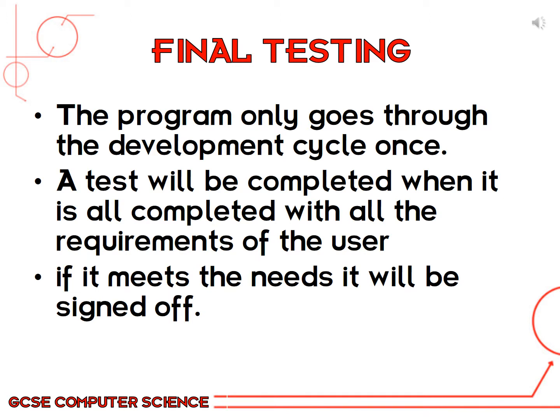So final testing is where the program only goes through the development cycle once. So you literally sit and do your whole program all the way through, and you don't test it until the end. A test is completed when everything is finished for all of the user requirements. If it meets their requirements, then the thing gets signed off.